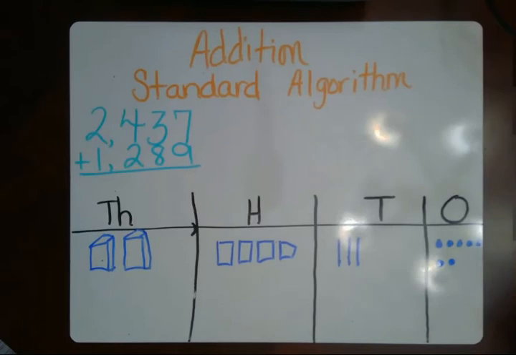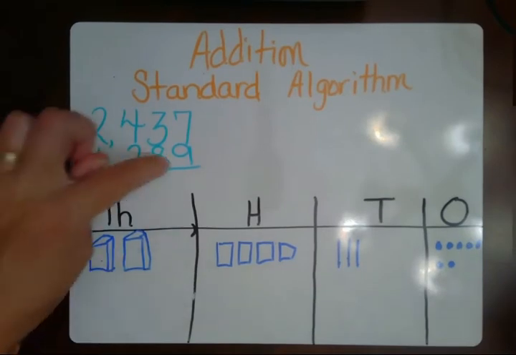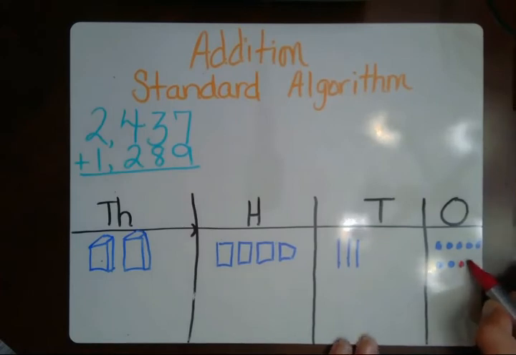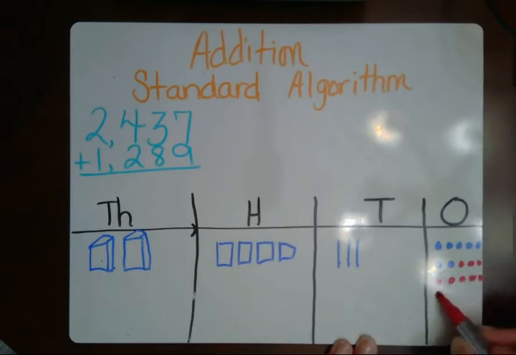And what I'm going to do is add in the second number. Now I'm going to use a different color to show that process, just so you can see where I'm getting my numbers from. All right, so let's go ahead and solve this problem. Starting with my ones column, I'm starting with 7, but I need to add 9 more ones. So I'm going to add them in. 1, 2, 3, 4, 5, 6, 7, 8, 9.